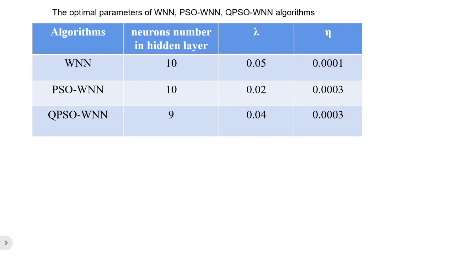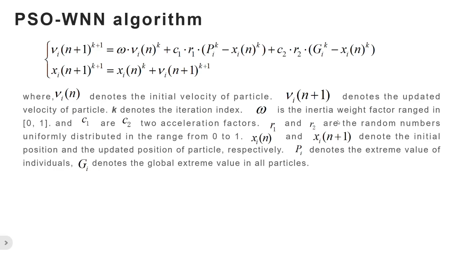That is, for the WM organism, the optimal number in the hidden layer is 10. PSOWM is 10. QPSOWM is 9. For the two learning factors, lambda and eta, for WM, the optimal values are 0.05, 0.0001. For the PSOWM, it is 0.02, 0.003. For the QPSOWM, the best value is 0.04, 0.0003.